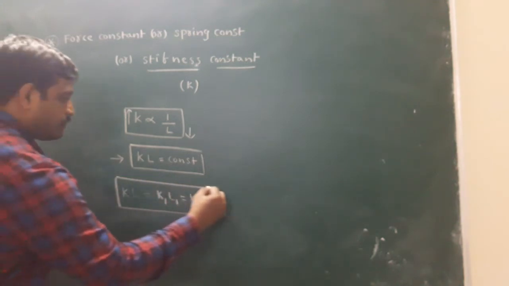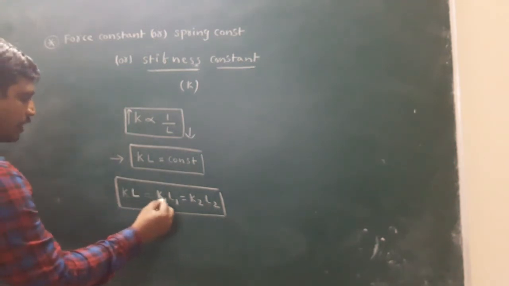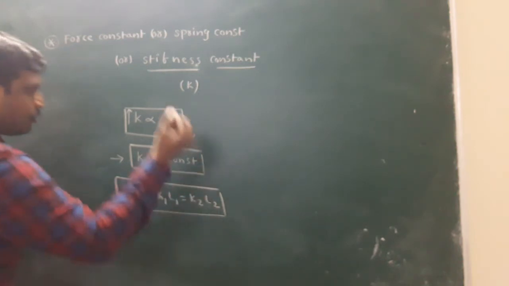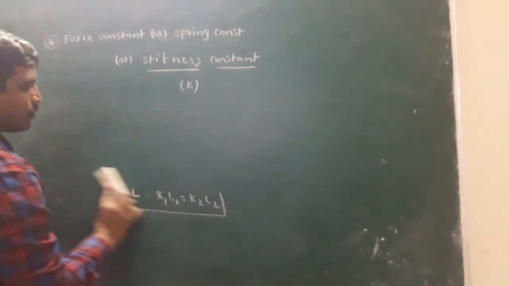Please look. What is the formula? KL equal to K1 L1 equal to K2 L2. Please look, all of you. KL is K1 L1 equal to K2 L2. Now I will discuss one problem.